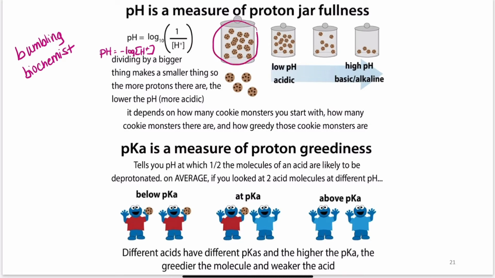The more cookies, the more protons, the more acidic. The fewer cookies, fewer protons, more basic or alkaline. And again, alkaline is a measure of pH. It's telling you that it's more basic. It's got a higher pH. pKa, on the other hand, is a measure of the proton's greediness. It tells you at which pH half of the molecules of an acid are likely to be deprotonated, meaning missing their proton.